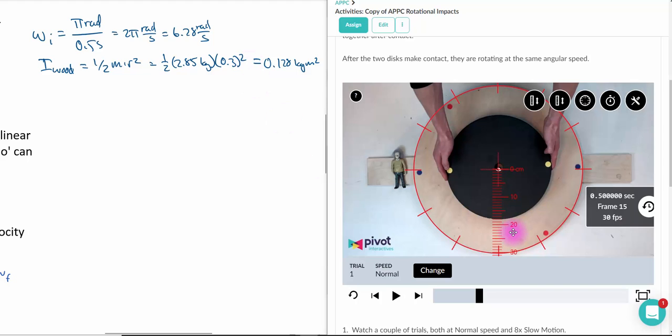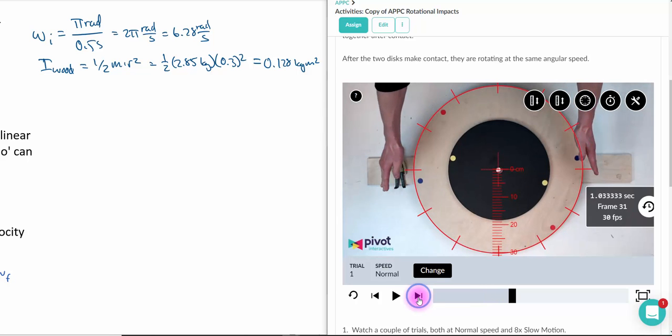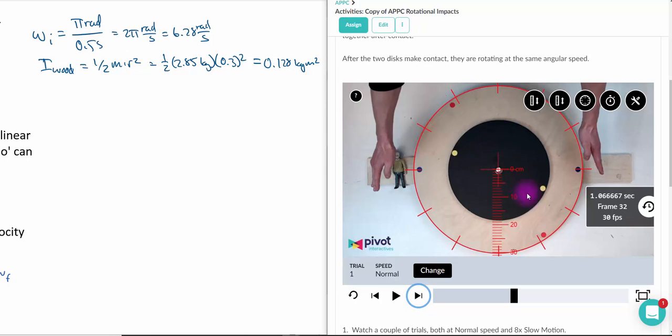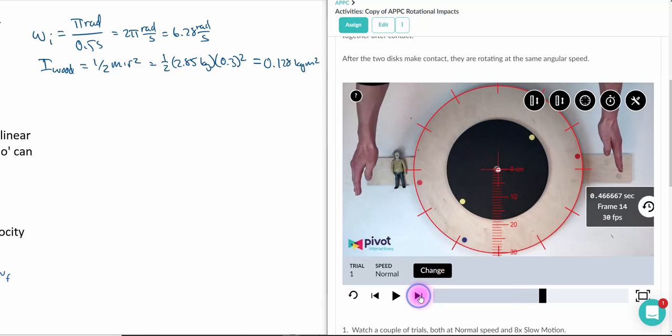Let's see what happens after they collide. Go forward a few more frames, wait till the disk hits and they're stuck together. Looks like they're together. We got the blue dot there again. Let's go ahead and reset. Let's go forward another half turn. Can we make it to a half of a turn? Perfect half turn. So the final is 0.733 seconds.